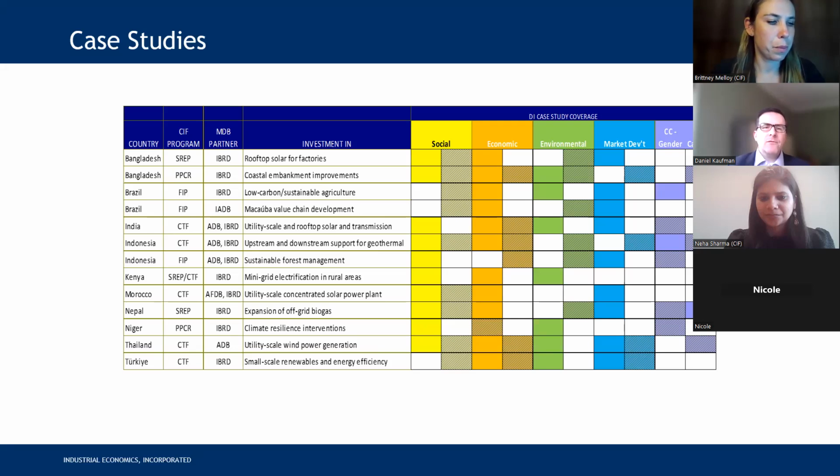And a key thing to note from this slide is that throughout the evaluation, we identified and looked at a few major categories of development impacts. These include social, economic, environmental, and market developments. We also identified very important development impacts relating to capacity development and inclusion, including gender-related impacts. And we call these cross-cutting impacts because they show up in the other four development impacts categories. And the colors and shading in the table shows which impacts categories we addressed in each case study. And I'll be giving some examples as we go along. Next slide, please.